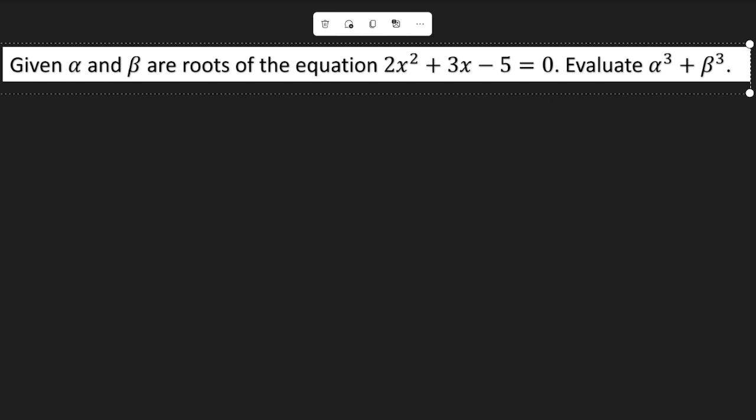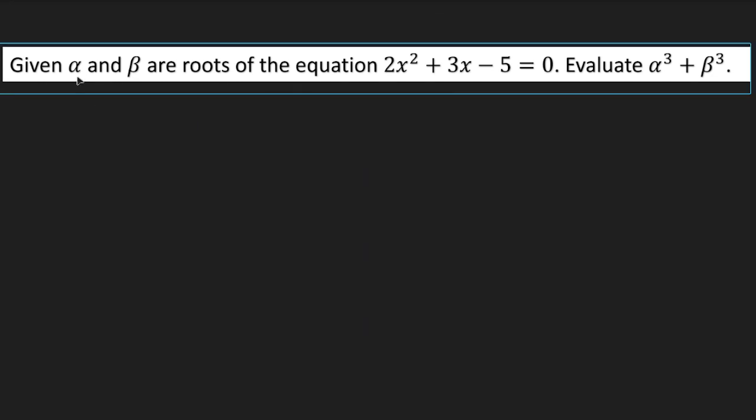So what is the problem of the week that we have today? We have given alpha and beta are roots of the equation 2x squared plus 3x minus 5 equals 0. Evaluate alpha cube plus beta cube. Okay, so how are we going to solve this problem?